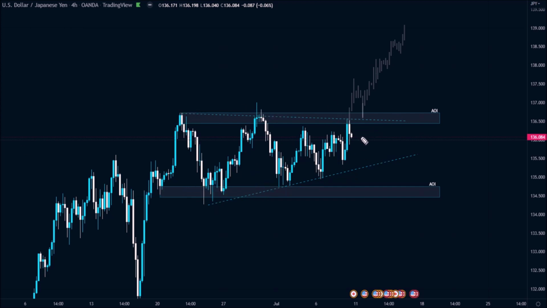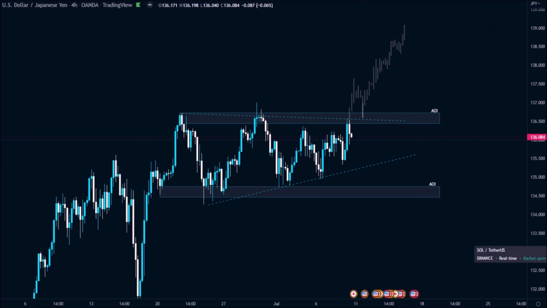I am bullish this instrument, so if we break out, retest from the other side, that's where I'll look for long opportunities. And if we come down into these areas of interest, say 134.5, that's another area that I would be interested in trying to get some buys in dollar yen.